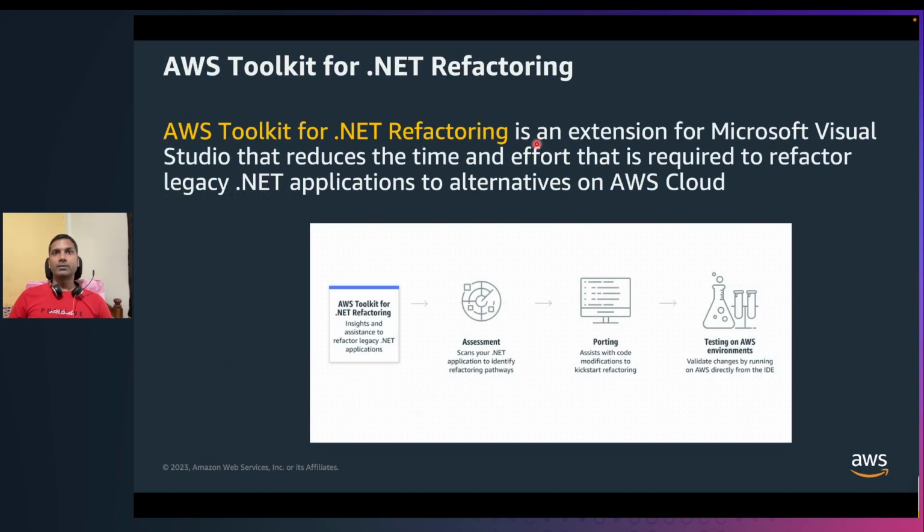This is another version of the tool which is an extension for Microsoft Visual Studio, and it is called AWS Toolkit for .NET Refactoring. The functionality is exactly the same as Porting Assistant for .NET. However, it helps developers port .NET Framework applications to .NET directly from their IDE.